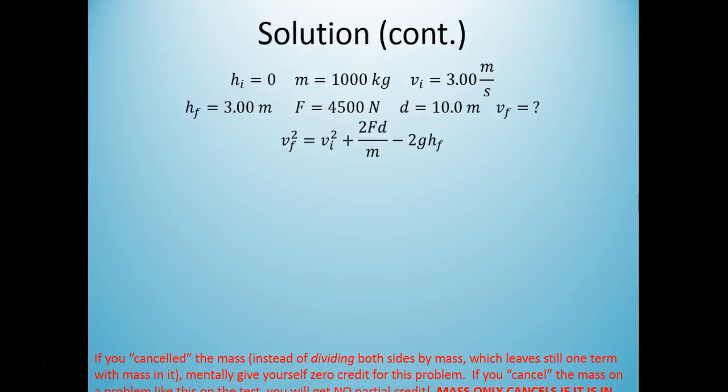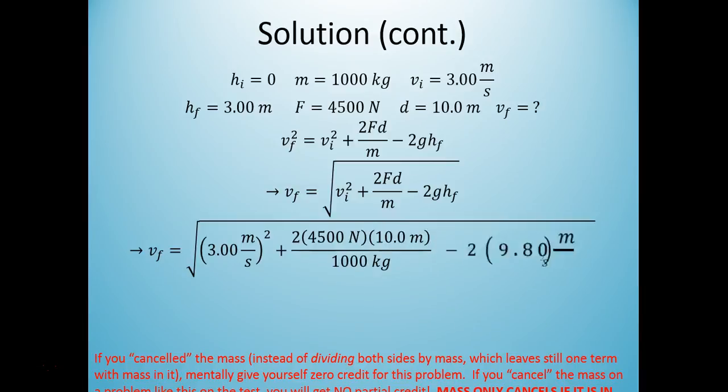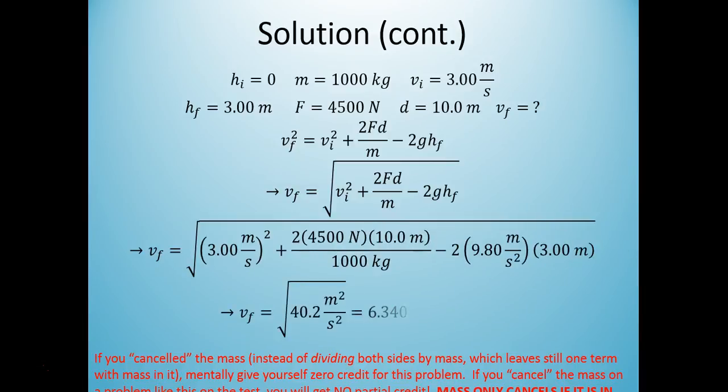So I'll now take the square root of both sides, plug in my numbers, and when I do that, I get a final speed of 6.34 meters per second at the top of the hill. So apparently, if this car is going faster at the top of the hill than at the bottom of the hill, that force that was acting on that car must have given it a whole lot of extra energy. And indeed, that's exactly what happened.